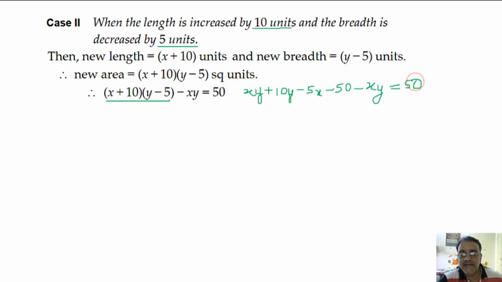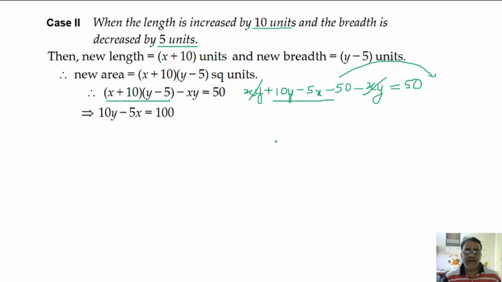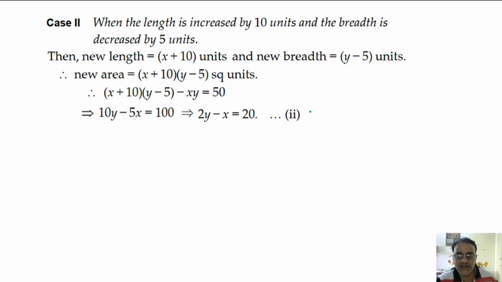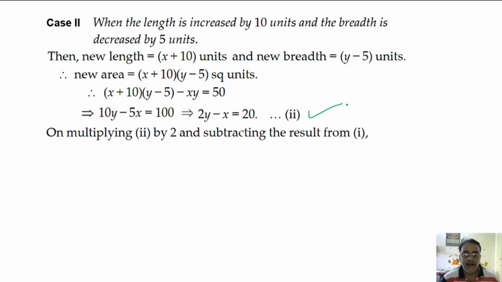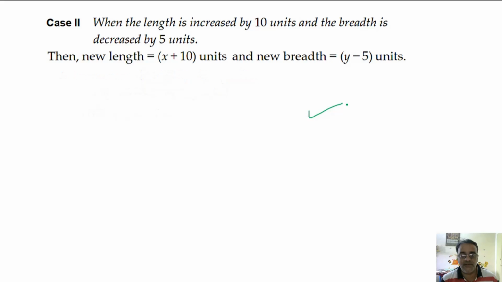See carefully, this xy will be cancelled and we will get 10y minus 5x is equal to 100. Or you can divide all by 5. So if you divide all by 5, you will get 2y minus x is equal to 20. Let it be equation number 2. Any doubt? No, sir.